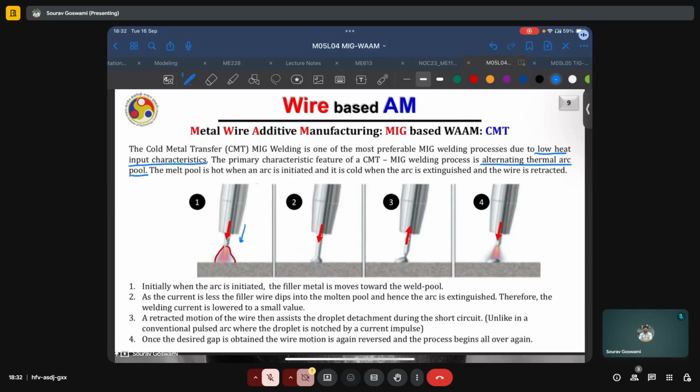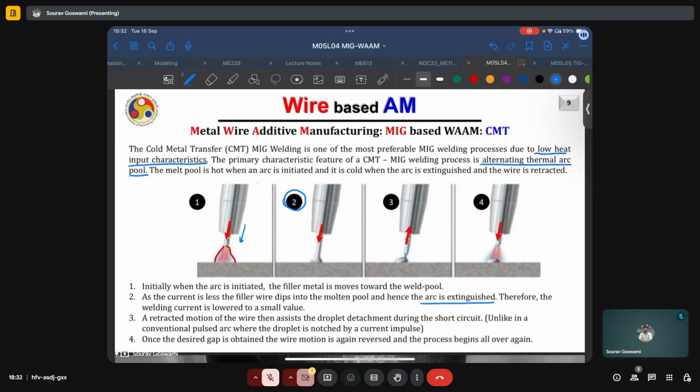As the current is less than the filler wire, the filler wire dips into the molten pool, and this leads to a short circuit and extinguishing of the arc, which is shown in figure 2 right here. Therefore, the welding current is lowered to a small value. A retracted motion of the wire then assists the droplet detachment in the short circuit.